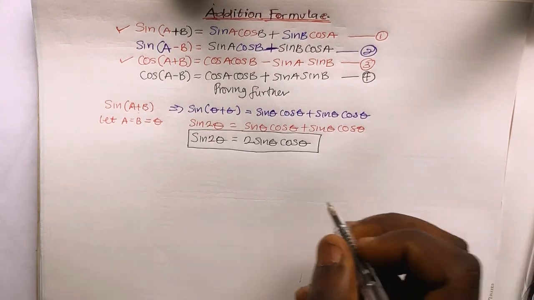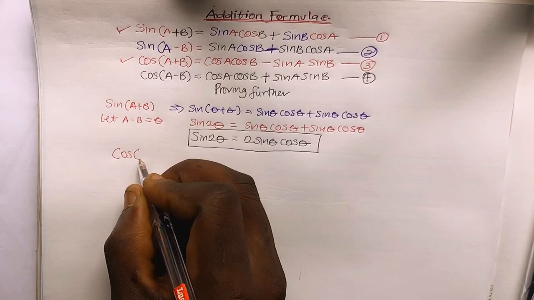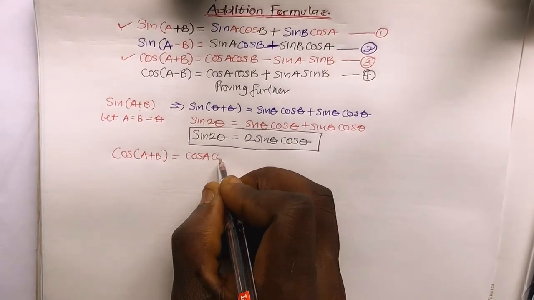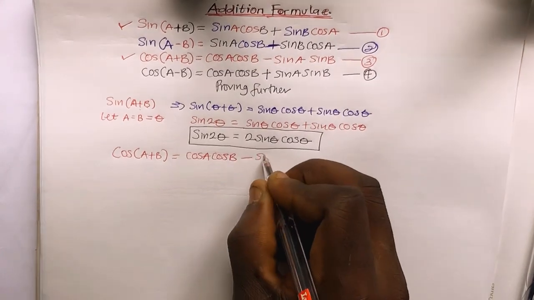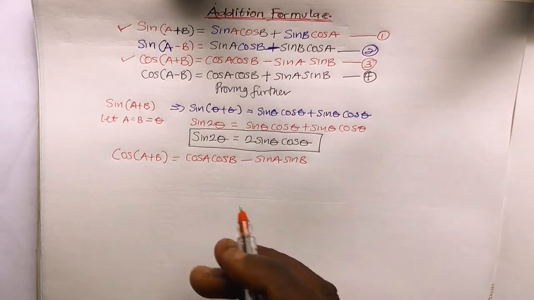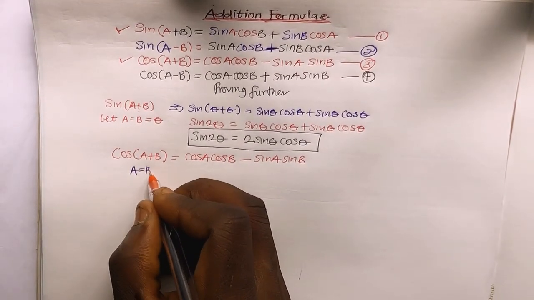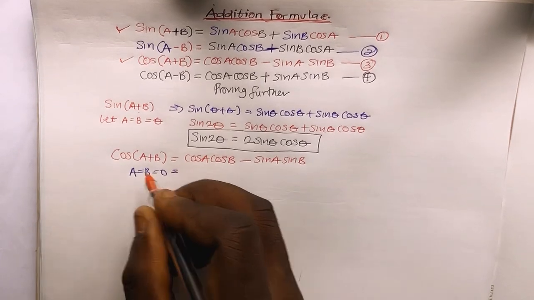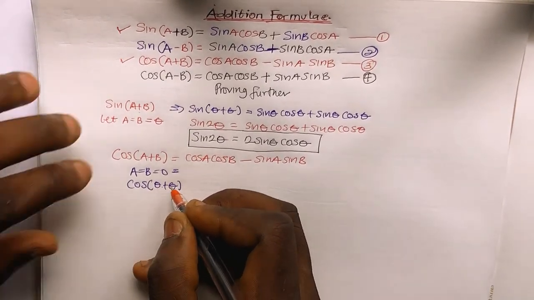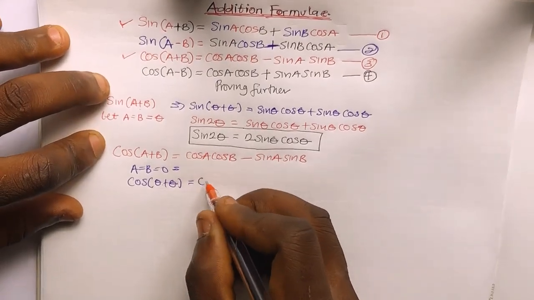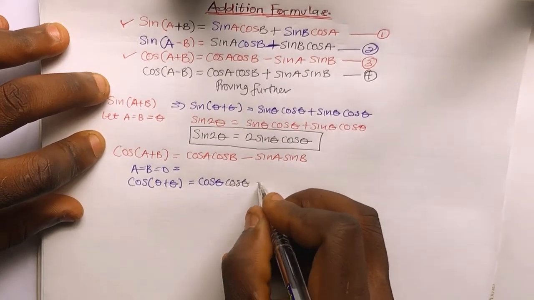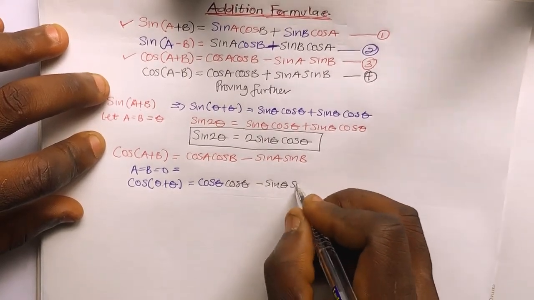The third equation says cos(A + B) equals cos A cos B minus sine A sine B. But if you look at this very well, if my A equals theta and my B equals theta, I'm going to have cos(theta + theta). Cos(theta + theta) is also the same as writing cos theta cos theta minus sine theta sine theta.